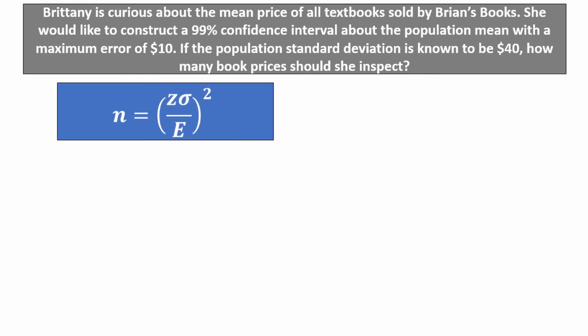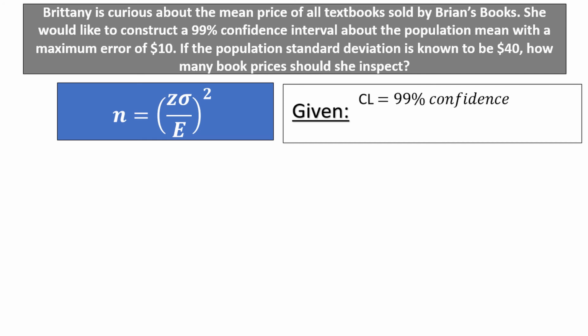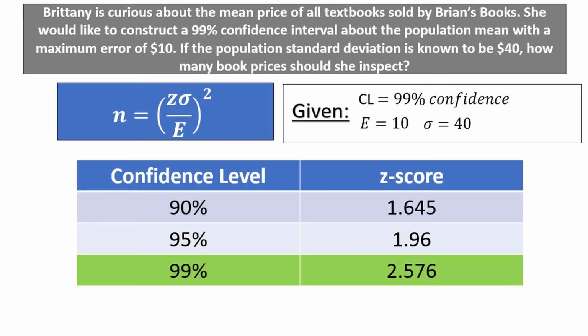Here is the formula for the sample size of a population mean confidence interval. The confidence level in our example is 99%, the maximum error is $10, and the population standard deviation, sigma, is 40. The only number we are missing is the z-score, which corresponds to the 99% confidence level. You may remember this table that I provided in a previous video with z-scores for common levels of confidence. If you want to know how to calculate these values with a table or TI-84 calculator, check out my videos in the description. The z-score related to 99% confidence is 2.576.